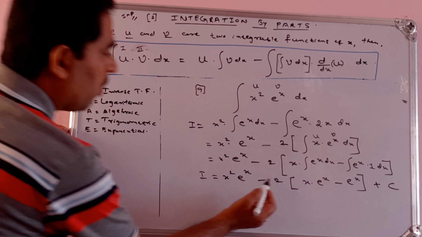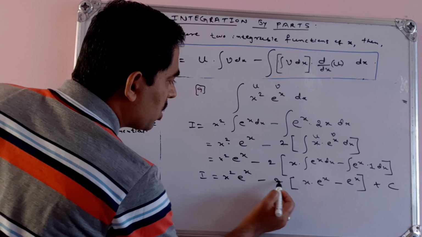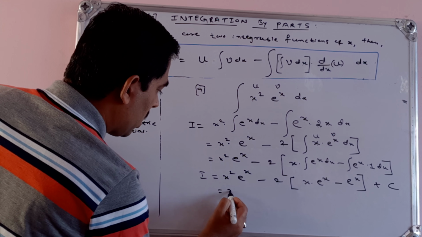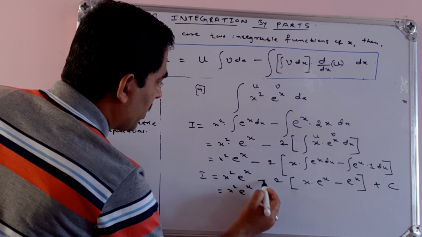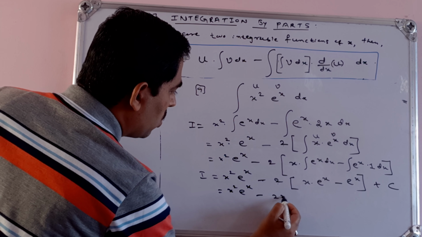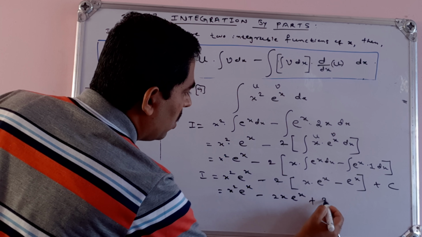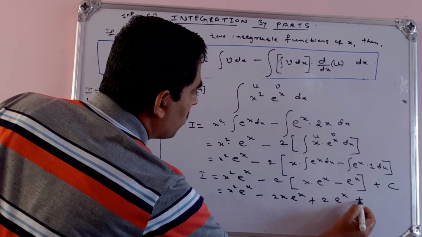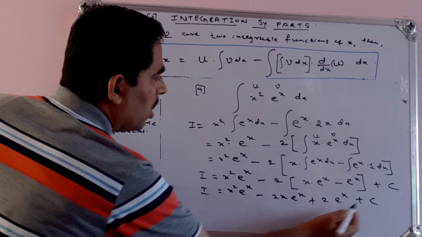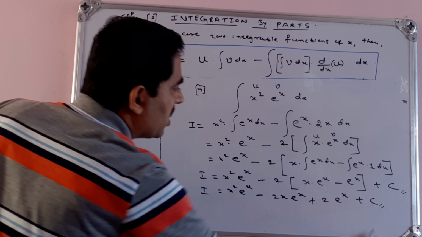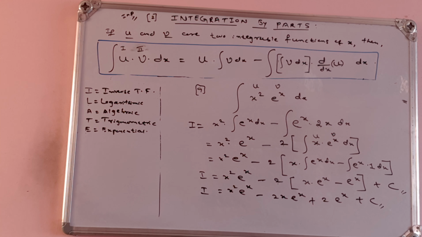Okay, so if you want to multiply this 2 into this, I can write that also. x square into e to the power of x minus 2 into, so 2x into e to the power of x, minus into minus, that is plus 2 into e to the power of x plus the constant of integration. You can write this also. You can stop at this step or you can write this step also, no problem. Okay, this is all about this problem.